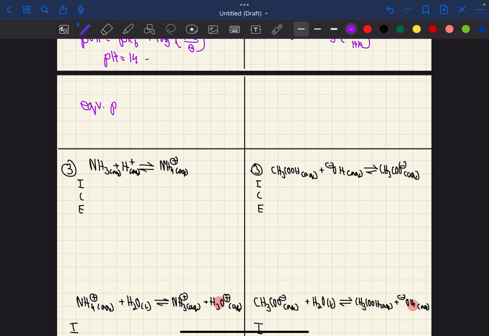So equivalence point literally just means when you have an equal amount of your weak acid or weak base to your strong acid or strong base moles. And you'll see that in a minute. And what I mean by this applies for both this and this, by the way, just so it makes sense.